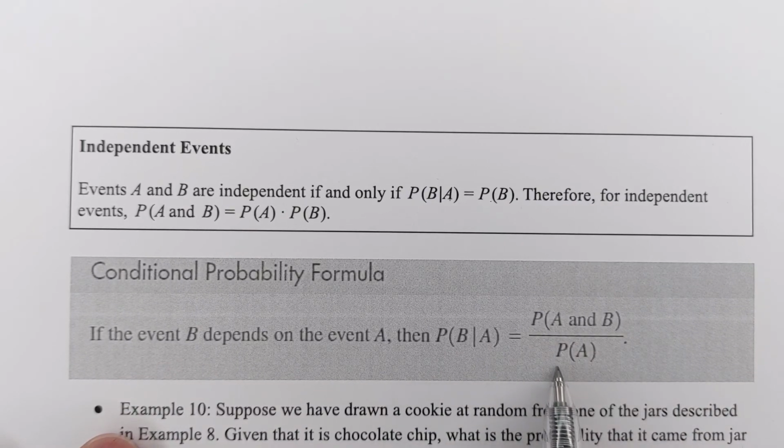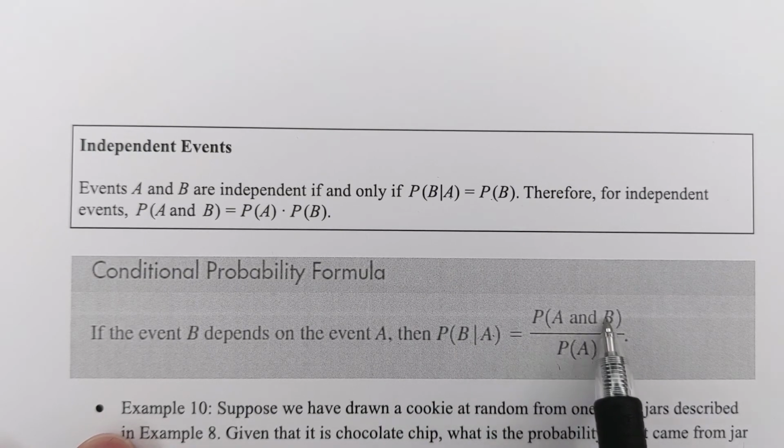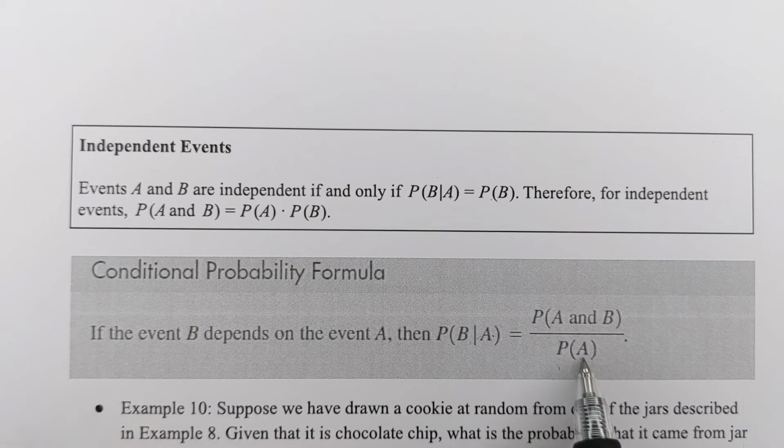So here's the lovely probability formula. If the event B depends on the event A, then the probability of B given A is the probability they both occur divided by the probability of A.